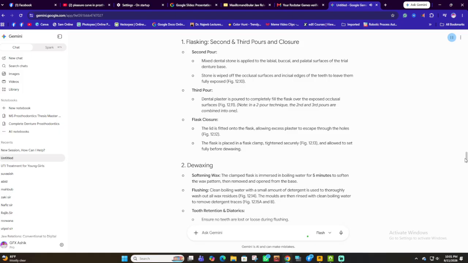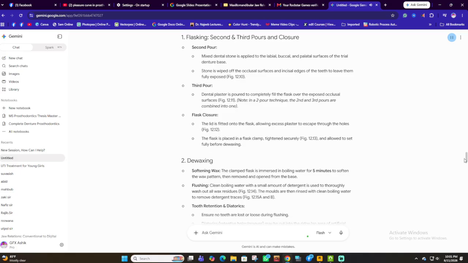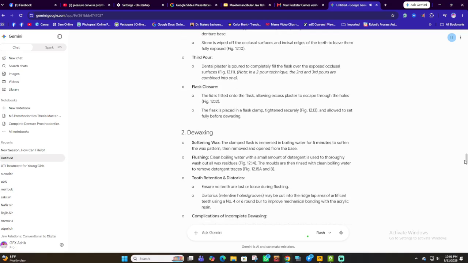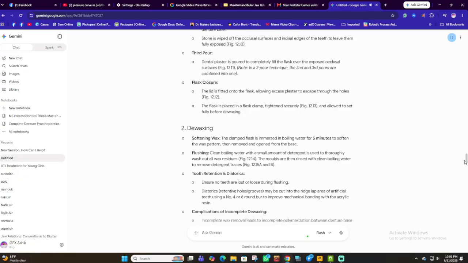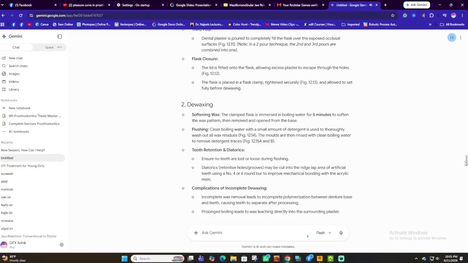Flushing. Clean boiling water with a small amount of detergent is used to thoroughly wash out all wax residues, Fig. 12.14. The molds are then rinsed with clean boiling water to remove detergent traces, Fig. 12.15a and b. Tooth retention and diatorics. Ensure no teeth are lost or loose during flushing. Diatorics, retentive holes or grooves, may be cut into the ridge lap area of artificial teeth using a number 4 or 6 round bur to improve mechanical bonding with the acrylic resin.